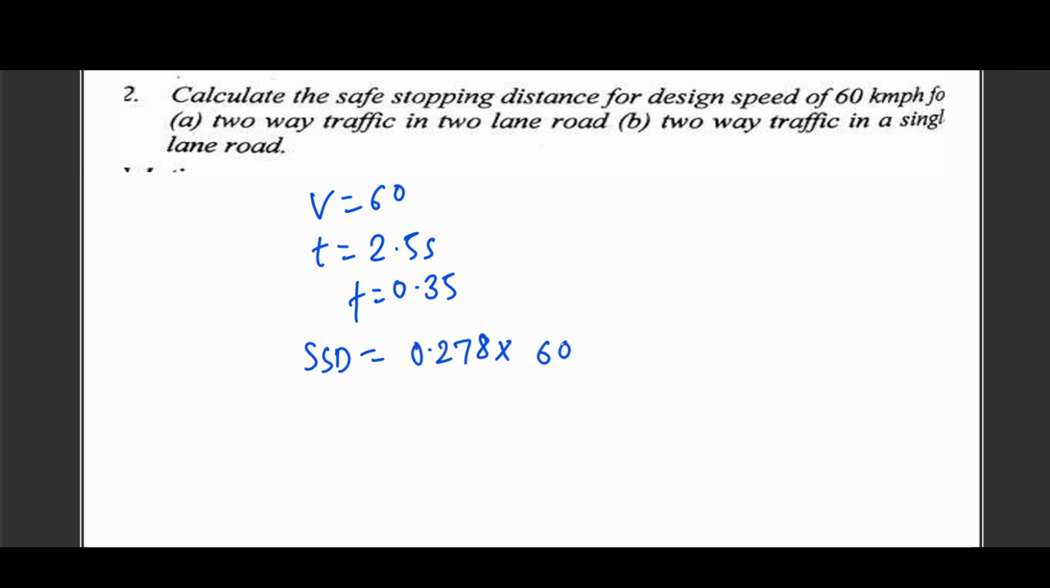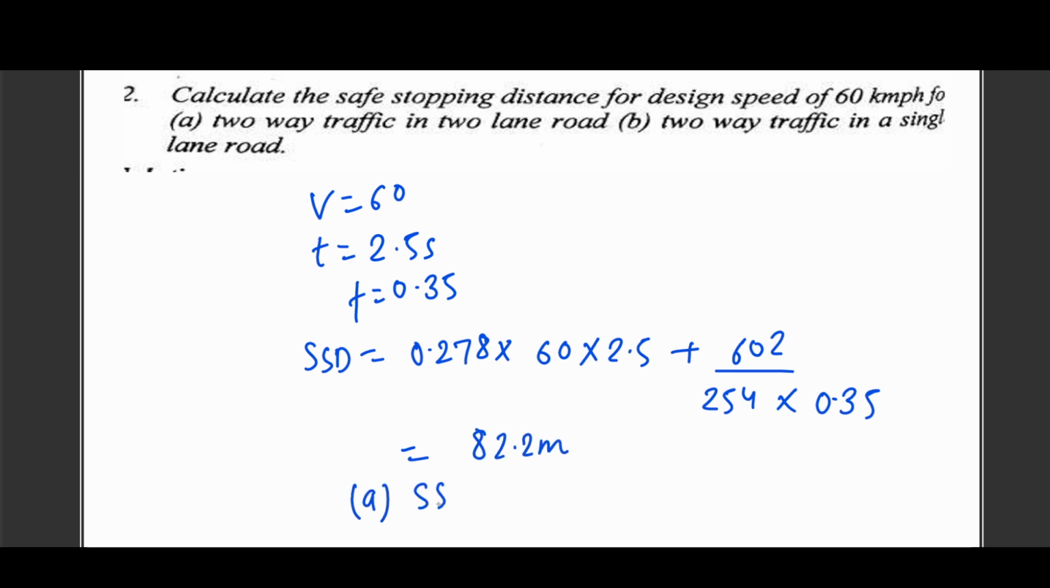So calculate the safe stopping distance for the design speed of 60. What is given is V equals 60. We assume reaction time of the driver to be 2.5 seconds and coefficient of friction at 0.35. You have to remember this formula. SSD will be 0.278 into V, that is 60, into 2.5, plus 60 square divided by 254 into 0.35. Gradient is also not given. We assume the brake efficiency to be 100%, that is 1. So we will do it like this, and the value will be 82.82 meter.